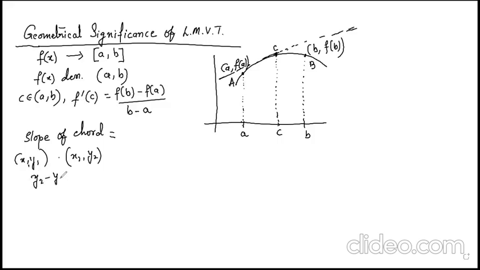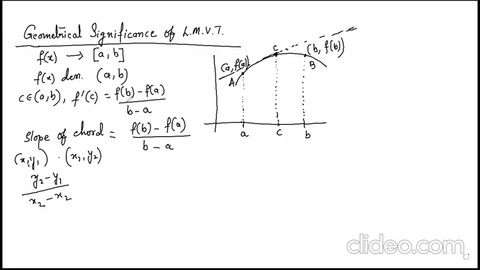Slope is y2 minus y1 by x2 minus x1. So what will be the slope? Say the extreme points are now a and b. The slope between them will be, what is y2? Y2 is f(b), so f(b) minus f(a) divided by what is x2? b minus a.